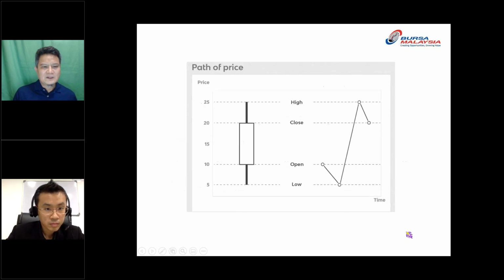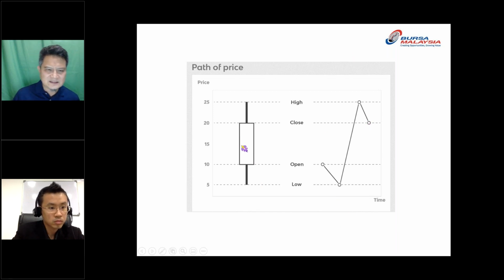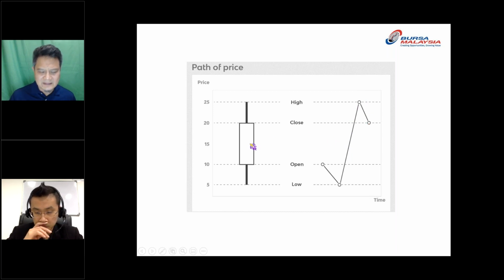And when we see one candlestick, sometimes we see how the price moves. It can go this way, which means it opens, goes down, goes up, and comes down again, so it creates this kind of candle. For example, it opens at 10 ringgit, then drops to 5 ringgit, goes up to 25 ringgit, and closes at 20 ringgit. So the candle will become like this.